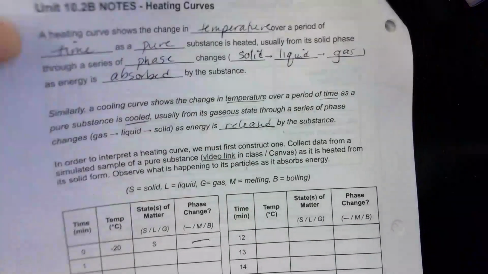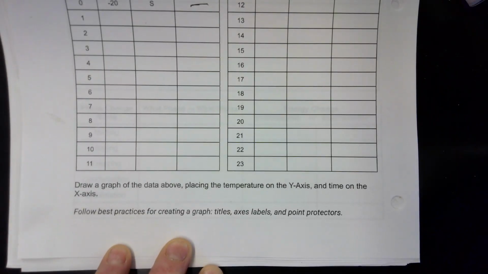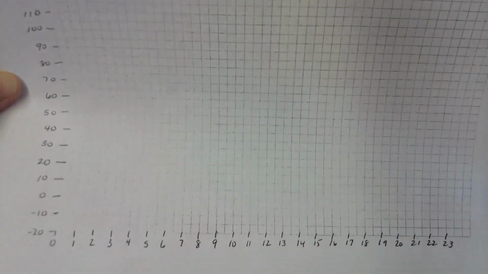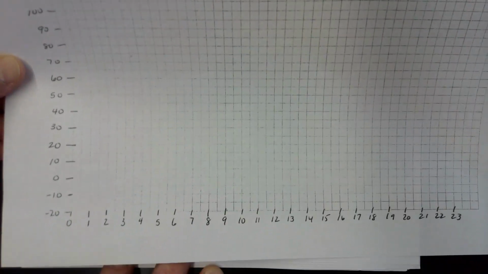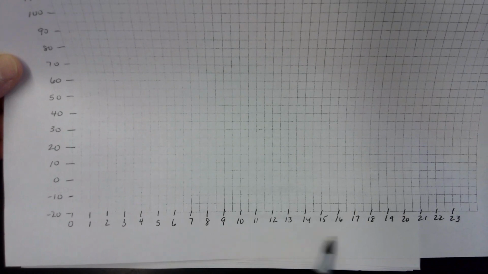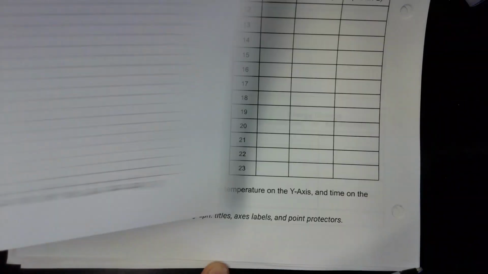Once you've collected this data, you're going to draw a graph of the data, placing the temperature on the y-axis and time on the x-axis. There should be a piece of graph paper that you can get from your teacher in class. This one that I have for you is already pre-marked. You just need to label. This is going to be your time axis. This is going to be your temperature in degrees Celsius axis.